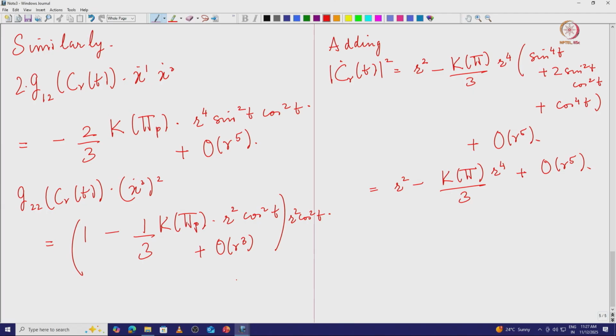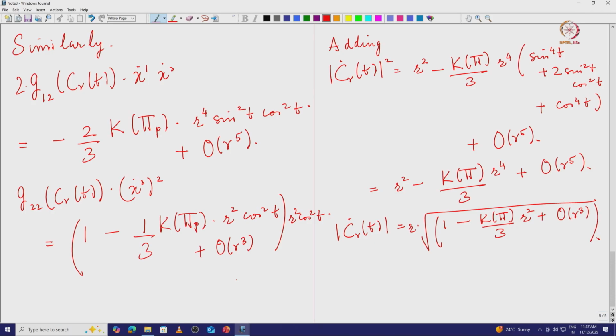Okay. So now I want to take the square root of this. So the speed of my circle is the square root of, you can factor out an r, so it is the square root of 1 minus k of pi by 3 r squared plus order of r cube.